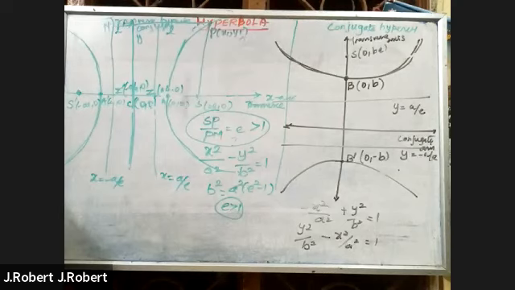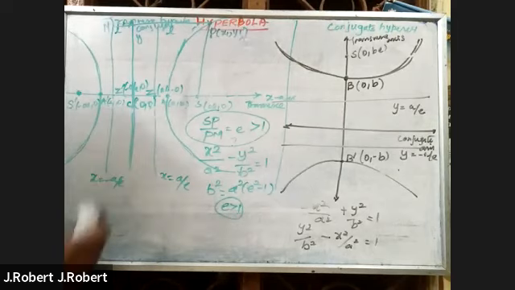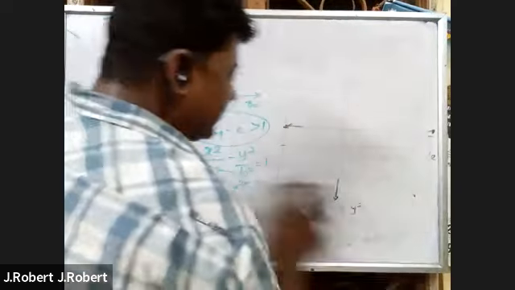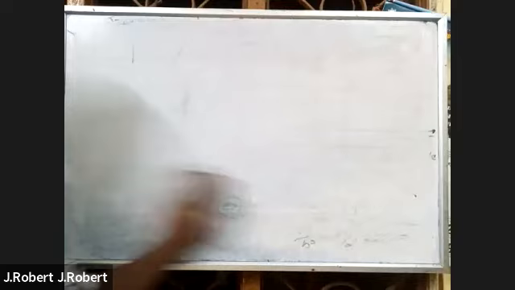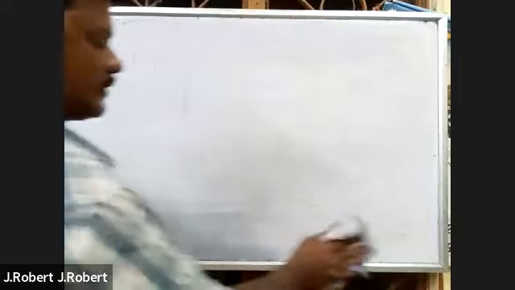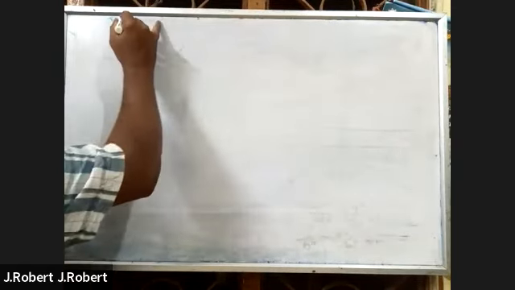Next one. Take down, make a tabular column and write. I am going to give the properties of these two hyperbolas, conjugate and transverse hyperbola. Okay? So now listen here. We have two types of hyperbola.